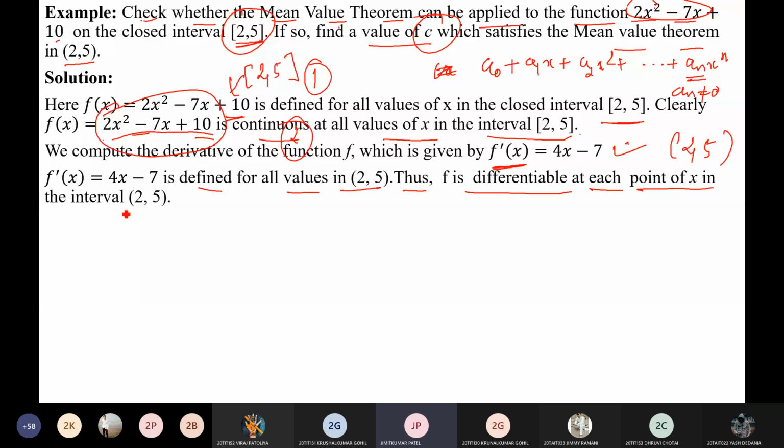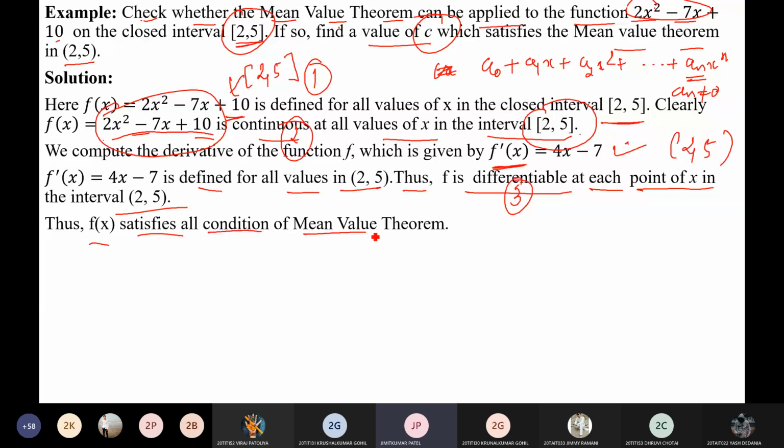But please keep in your mind, here we use the open interval and here we use the closed interval. If you mix both the things, then you will lose your marks. So here my third condition is also satisfied. All three conditions are satisfied, so I can apply the mean value theorem. So f of x satisfies all conditions of the mean value theorem.